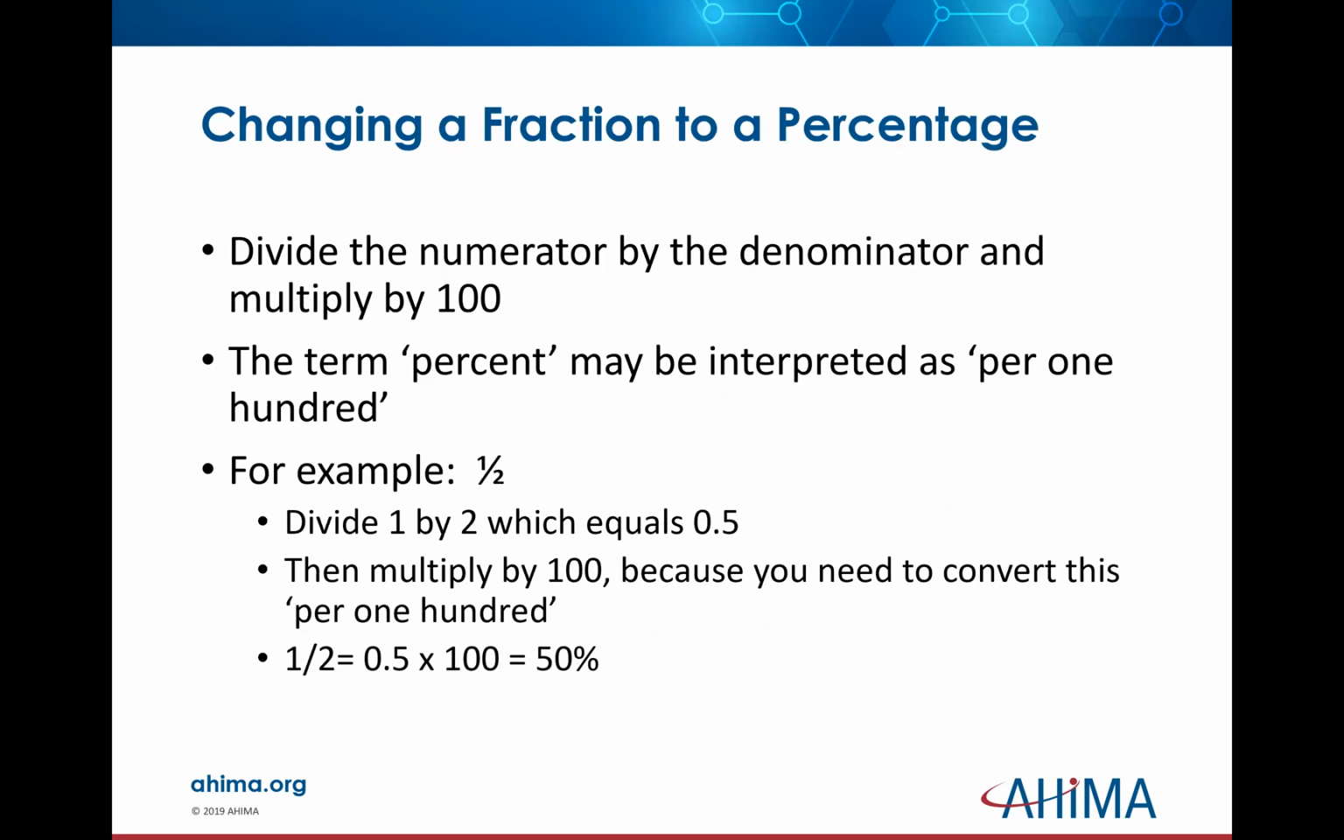So how do we change a fraction to a percentage? As we talked about earlier, we divide the numerator by the denominator and multiply it by 100. So in a very simplistic example, we have 1 divided by 2, which is 0.5. Then if we multiply 0.5 times 100, we have 50%, as it says in the last set of bullet points here.